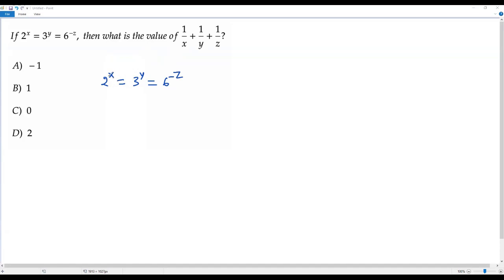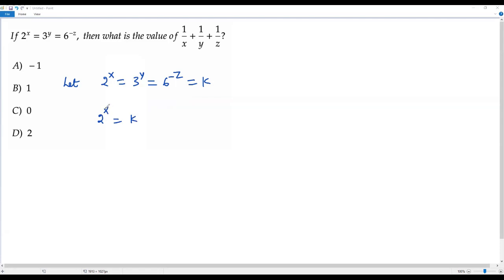Now let me assume the value of 2 to the x power as k. Then the value of 3 to the y power also must be k, and the value of this one also must be k. So let me assume all these three terms are equal to k. Since all of them are equal to k, we can equate each term separately to k. So first let me equate the first term, 2 to the x power, to k. Then I'm getting 2 to the x power equals k.